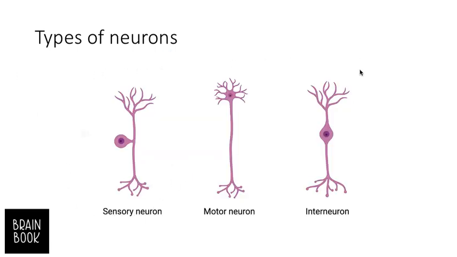Here you can see the shape of different types of neurons: sensory neuron here, motor neuron, and interneuron. In the next videos, we will talk more about these types of neuronal cells.